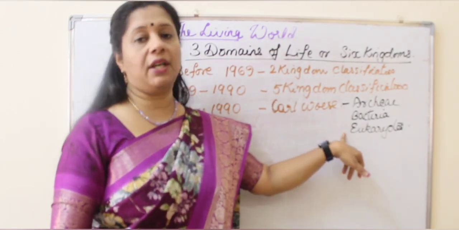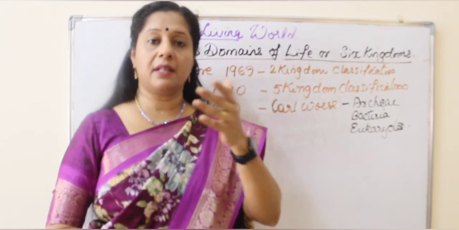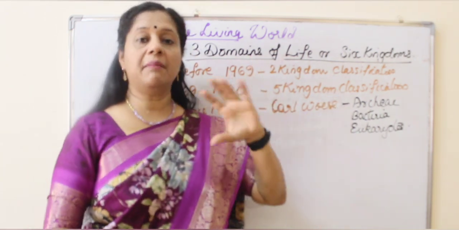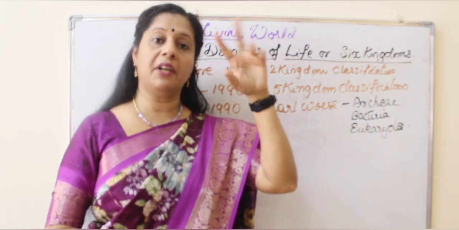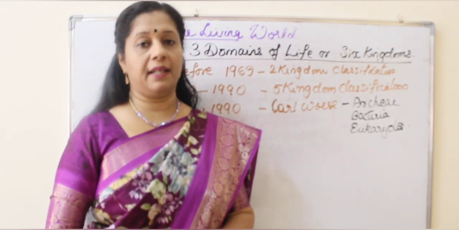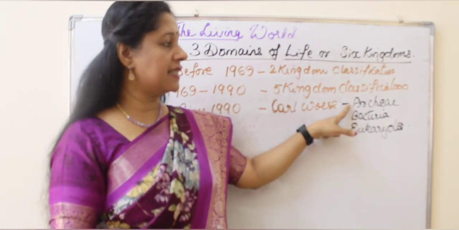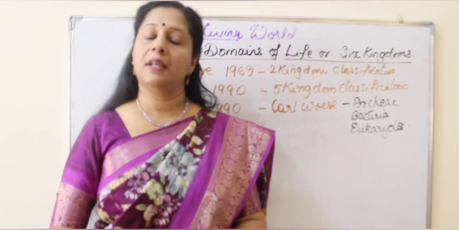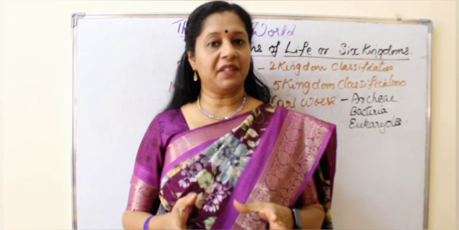Then the rest of the eukaryotes were classified as Protista, fungi, plantae and animalia. So the total five kingdoms became six kingdoms because Monera was classified into archaebacteria and eubacteria. Or by domain, if you say, we can say archaea is the first domain, bacteria the second domain, and eukaryotes the third domain.